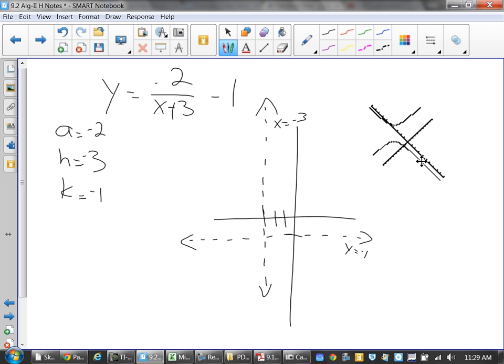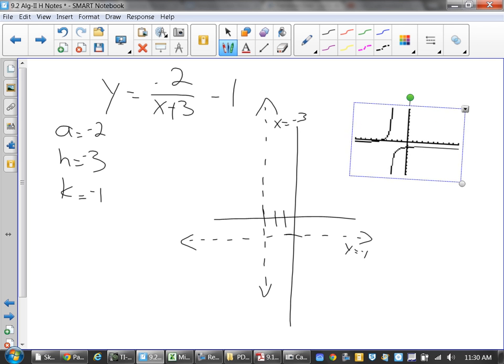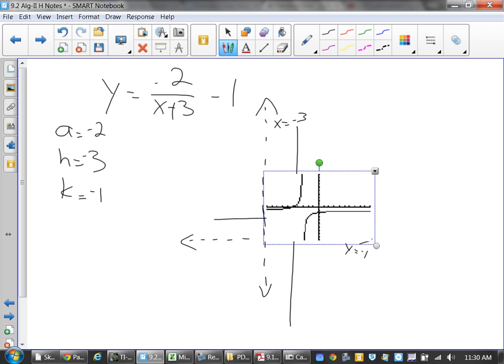You graphed hyperbolas in that a, h, and k form with the x squared quantities. This is a little bit different when you're talking about rationals. Rationals just look different. So your graph is like this, and I'm going to cheat.